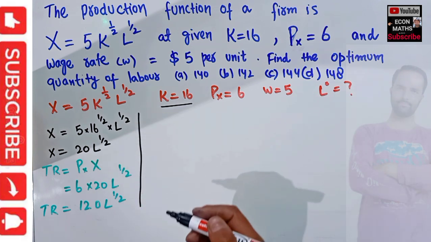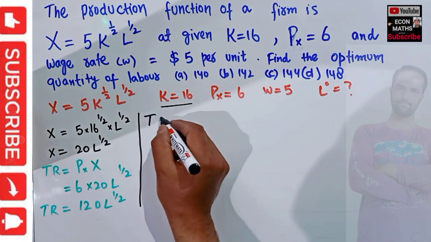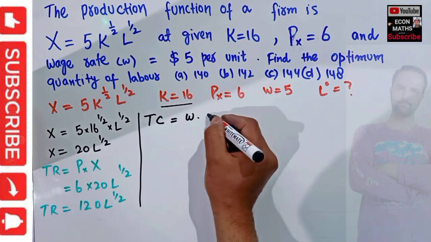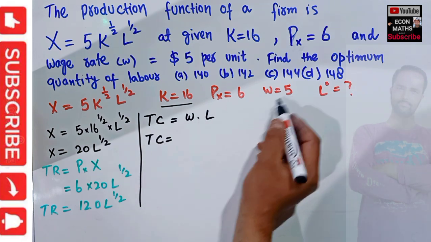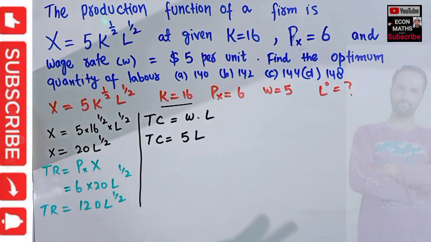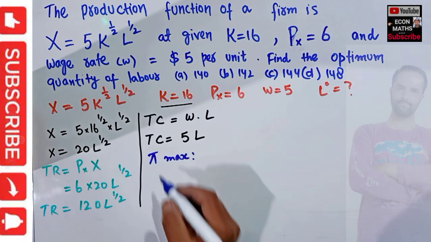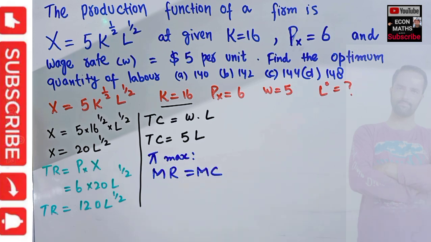Also we need to find out the total cost. And what will be the total cost here? Total cost for the firm will be simply the wage rate times units of labor, that means total cost is 5 times L. Now, the profit maximizing condition for a monopolist is, he will equate his marginal revenue with marginal cost. That means we need to find out the marginal revenue and marginal cost.